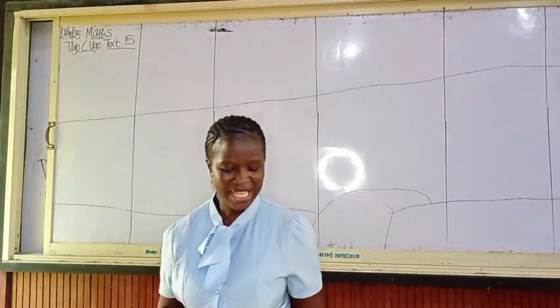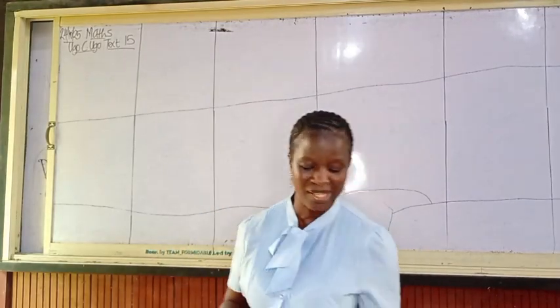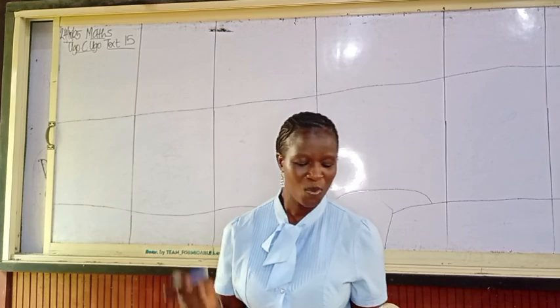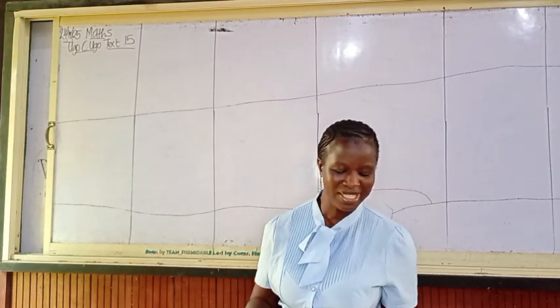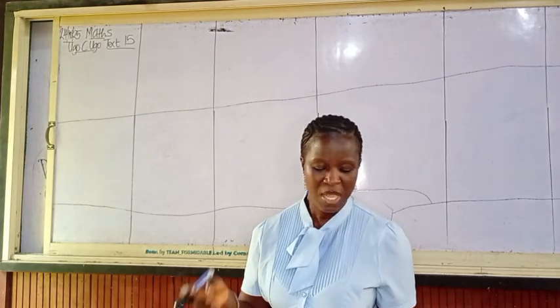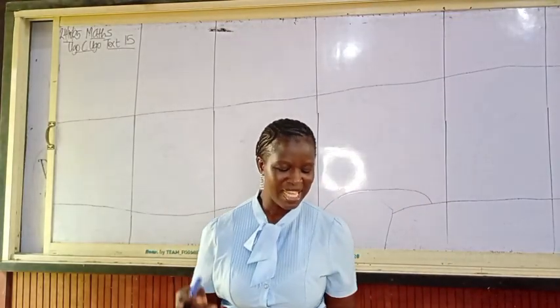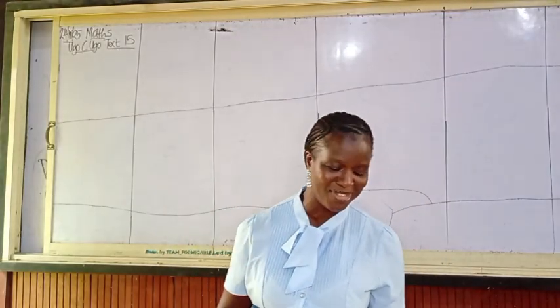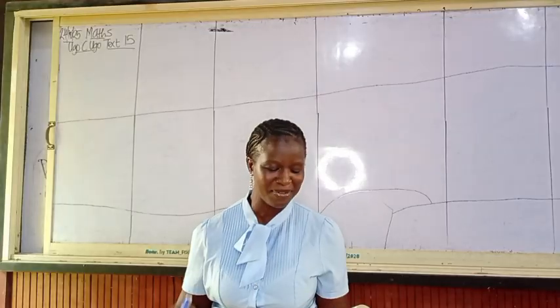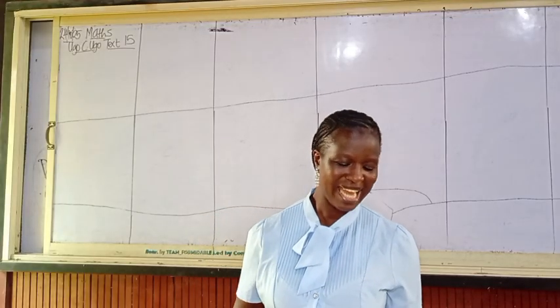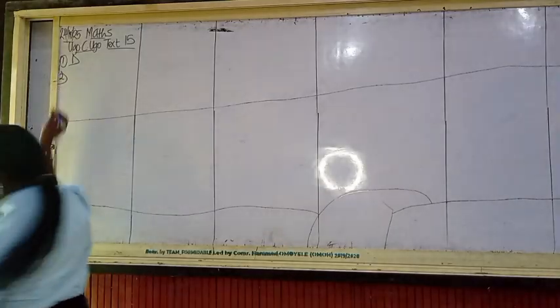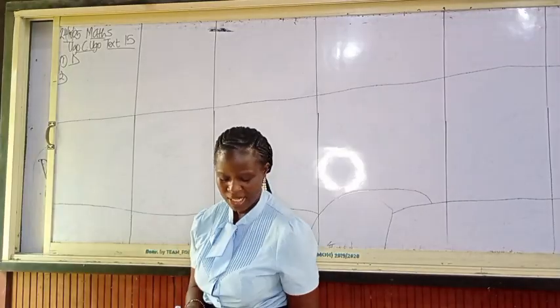Question says, express 7,900 in words. A says 719, which is wrong. B, 70,019, which is wrong. C, 719, which is wrong. And the D says 7,019.